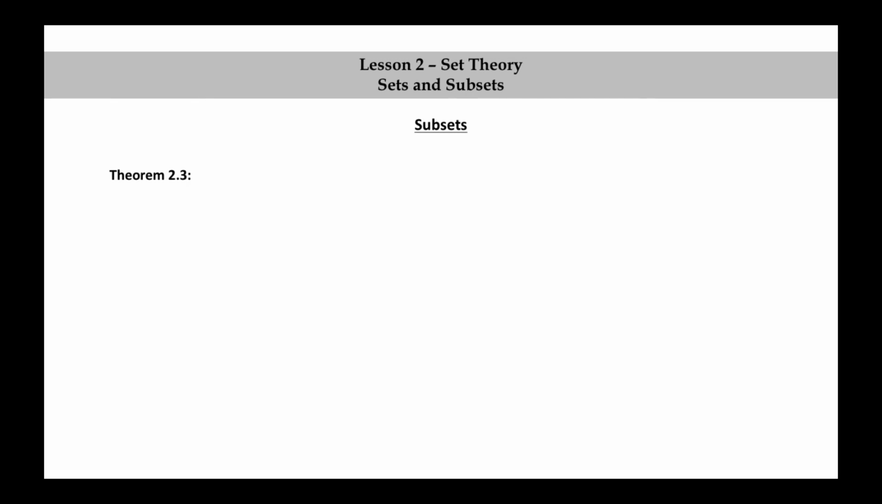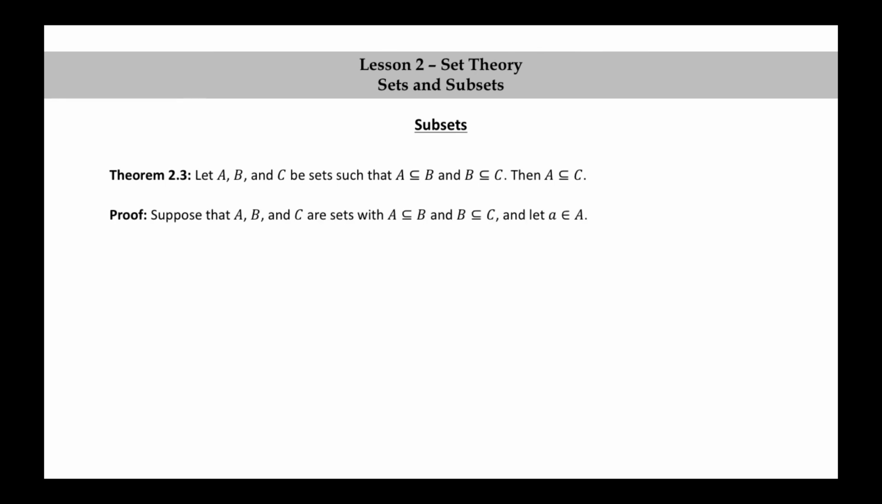Let's go through another theorem. Let A, B, and C be sets such that A is a subset of B and B is a subset of C. Then A is a subset of C. Let's go ahead and try and write out the proof here. Our opening statement is the following. Suppose that A, B, and C are sets with A a subset of B and B a subset of C, and let little a be in A. Notice how I stated what we're given, and I fixed an arbitrary element of set capital A.